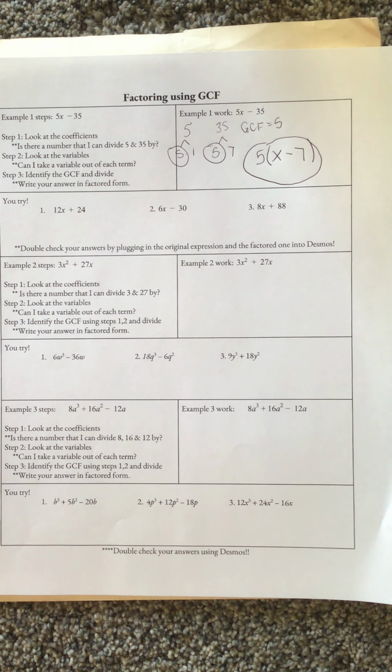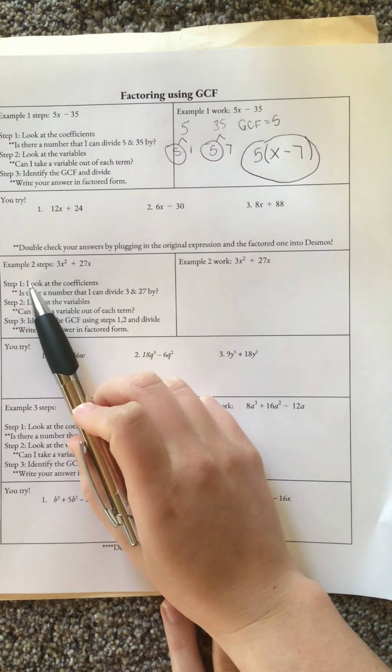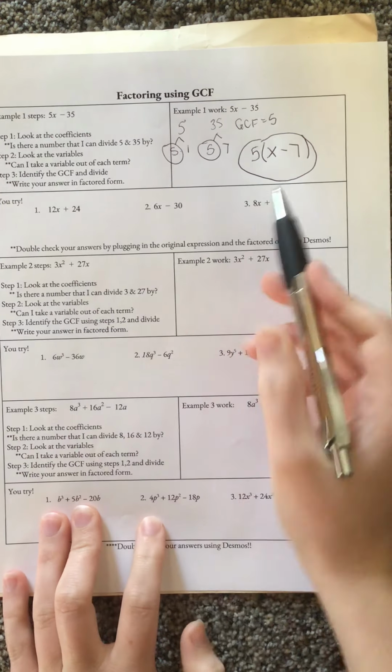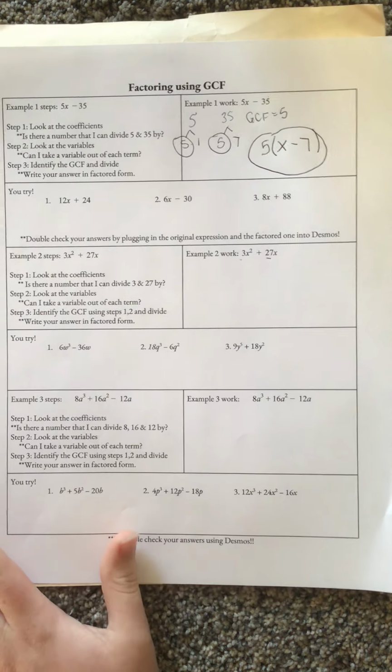All right, example number 2. This one looked a little different. We have 3x squared plus 27x. So again, step 1, look at the coefficients. We have a 3 and a 27. What can be divided by 3 and 27?